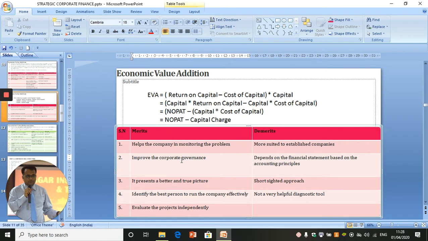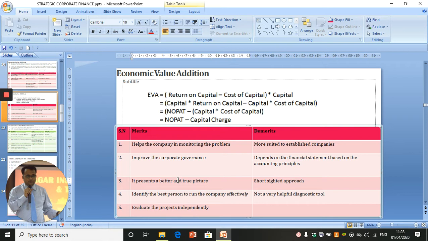Value addition is something which every stakeholder is looking for, and it helps to improve the corporate governance. It helps to improve the transparency. It presents a better and true picture, because value addition is the most aspiring goal of any corporate, and it helps us to present a true and better picture of the financial statements.